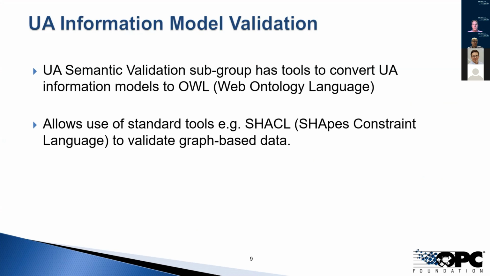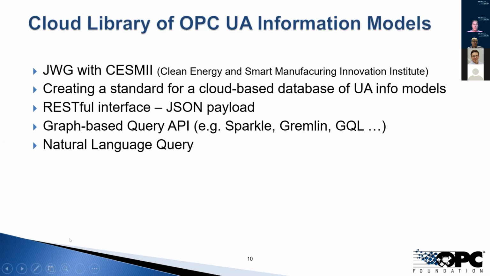the Web Ontology Language. And the reason they did this, to again change the format of the information model, was that it allows standard tools from the ontology world to be used to validate the graph-based data that is OPC UA. In this example, SHACL, which is a shapes constraint language for OWL, was used to validate the form of the OPC UA information model. So, a very interesting use of translating a UA information model outside of OPC UA.